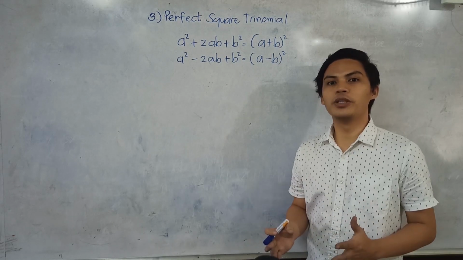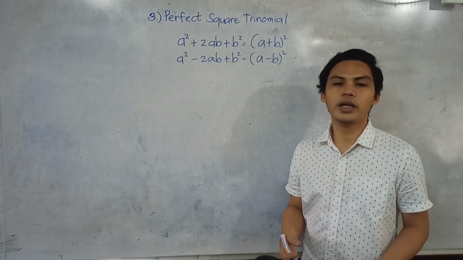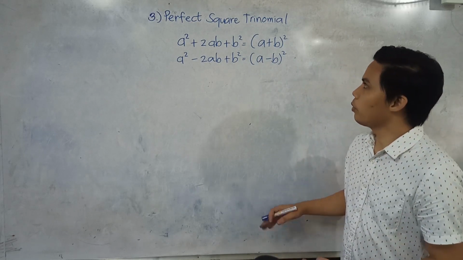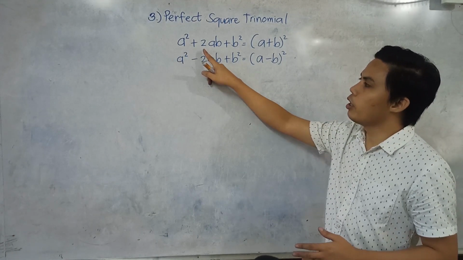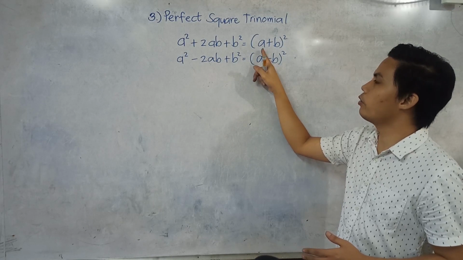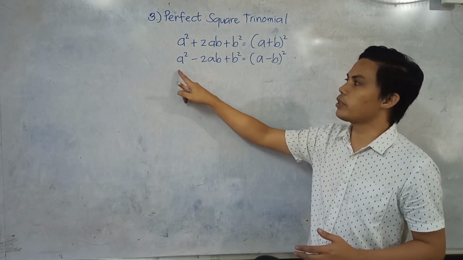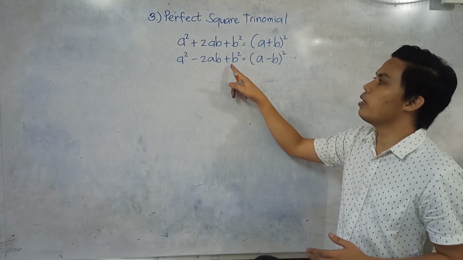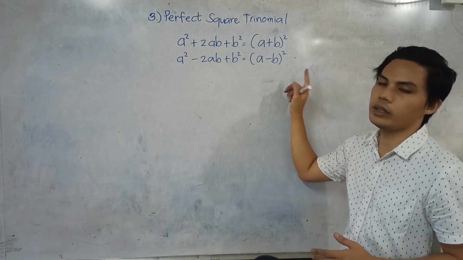Now, let's proceed to the third type of factoring. We call this one factoring perfect square trinomial. Okay? So, we have two forms of perfect square trinomial. The first form is a squared plus 2ab plus b squared. That would be equal to the quantity a plus b, quantity squared. The second form is a squared minus 2ab plus b squared is equal to the quantity a minus b, quantity squared.